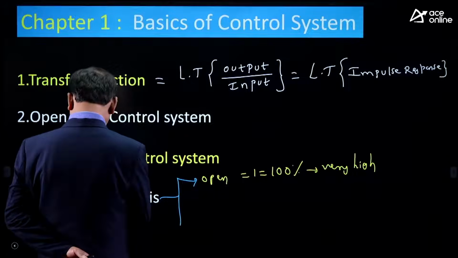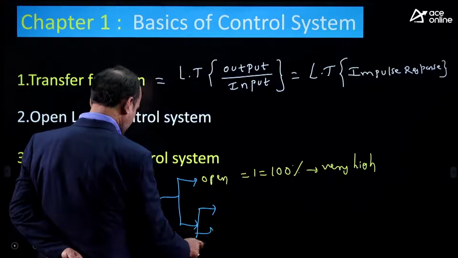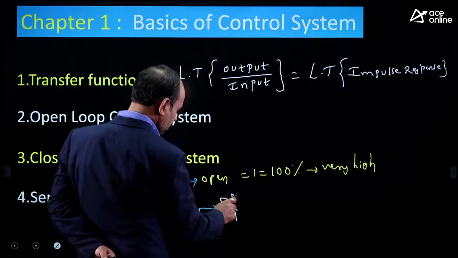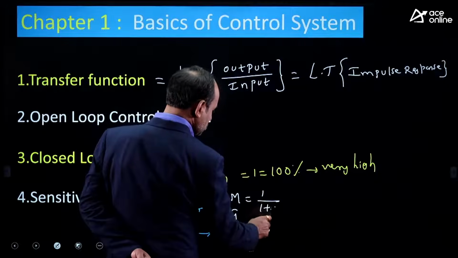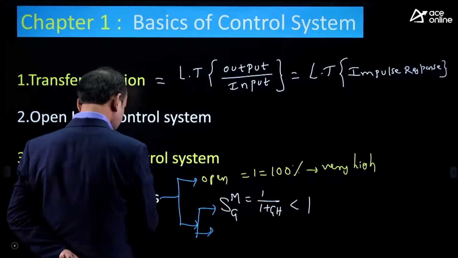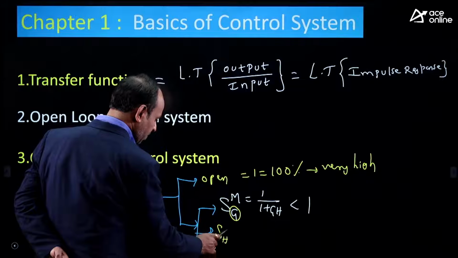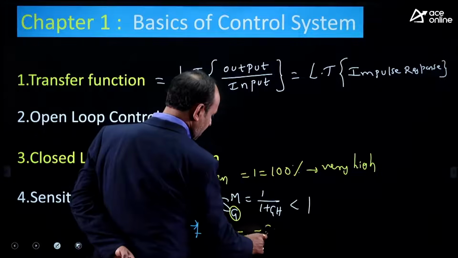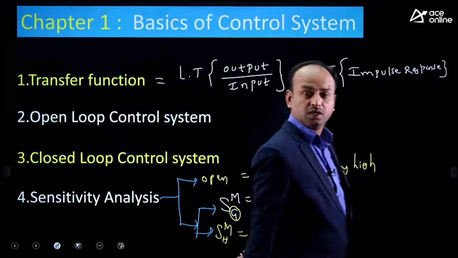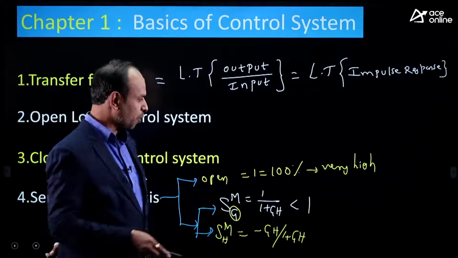Now in the closed loop system, there are two sensitivities. Sensitivity with respect to parameter variation G: the formula is 1 by 1 plus GH. So the variation should always be less. It is less than 1, so it is an advantage. And one more formula, with respect to the open loop transfer function G. Next, parameter variation with respect to feedback factor H: that formula is minus GH by 1 plus GH. It is also less than 1. So in the closed loop system, sensitivity to parameter variation is very little as compared to the open loop system.